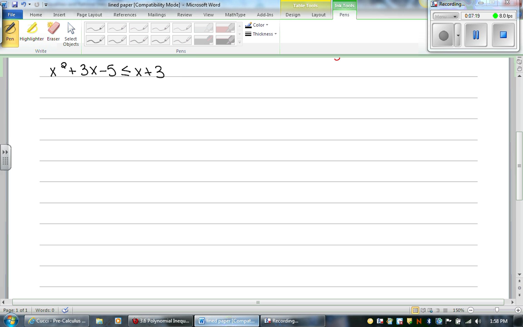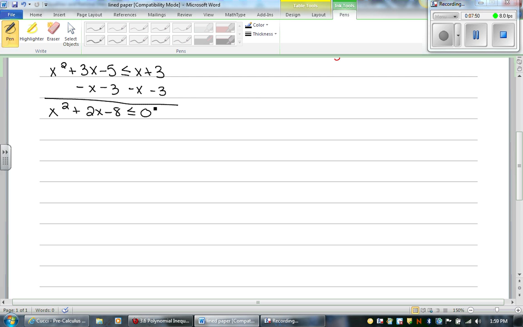x squared plus 3x minus 5 is less than or equal to x plus 3. So as most of you already are thinking, we want to get this so that it's less than or equal to 0. So we want to get everything to one side, which is pretty easy to do. We're going to subtract that x, and we're going to subtract the 3. And what we wind up with is the resulting inequality: x squared plus 2x minus 8 is less than or equal to 0.